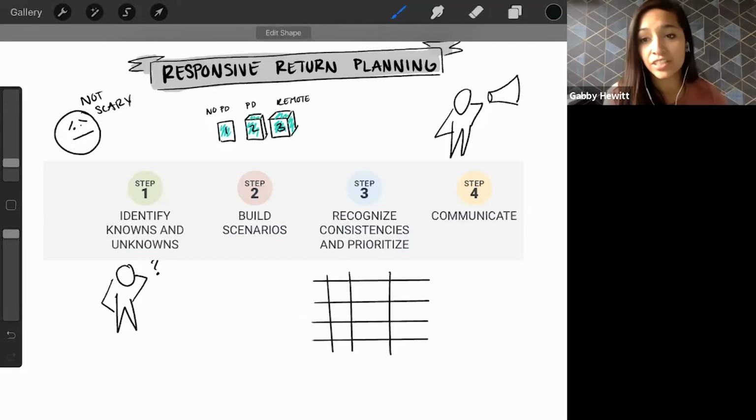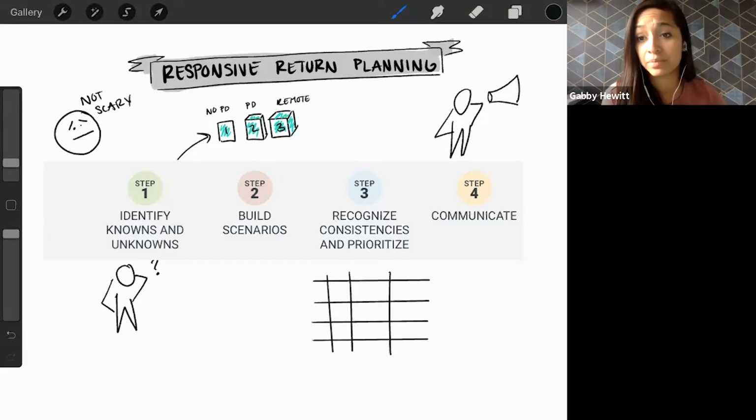As you build out these scenarios, you're going to recognize there are some consistencies and trends, no matter what information comes your way, no matter what scenario you actually have to implement come fall 2020. And as you get those trends, you can then move into a step of prioritization.